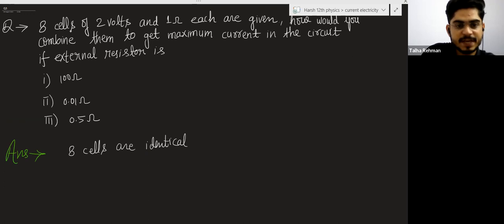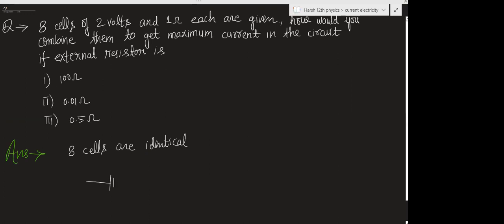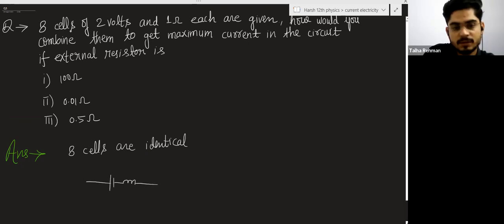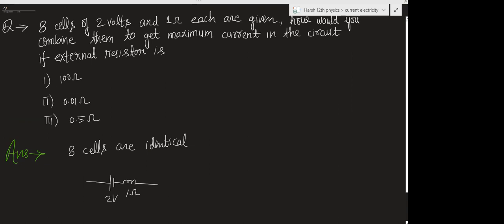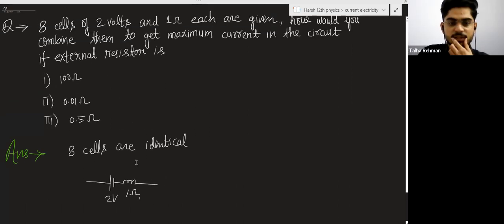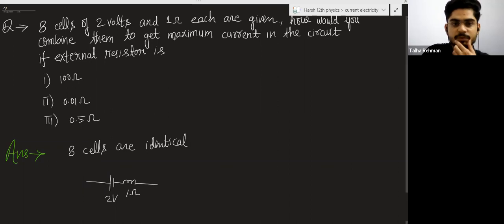Each cell is the same. This is a cell having 2 volt EMF and 1 ohm internal resistance each. 8 such cells are given, and they are asking how you would combine them to get the maximum current.